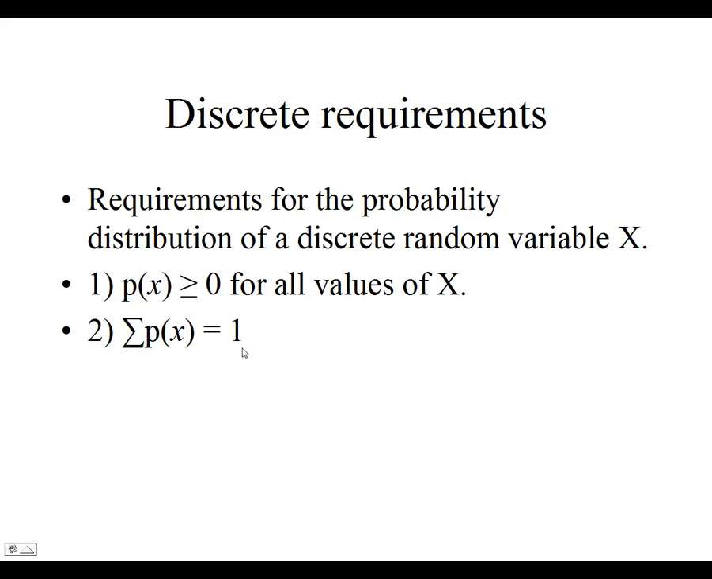So you can't have more than 100% chance to have something occur, and you need to make sure that you're accounting for everything. So if you come up with a value that comes up to be less than 1, you're missing something or you've calculated something incorrectly.